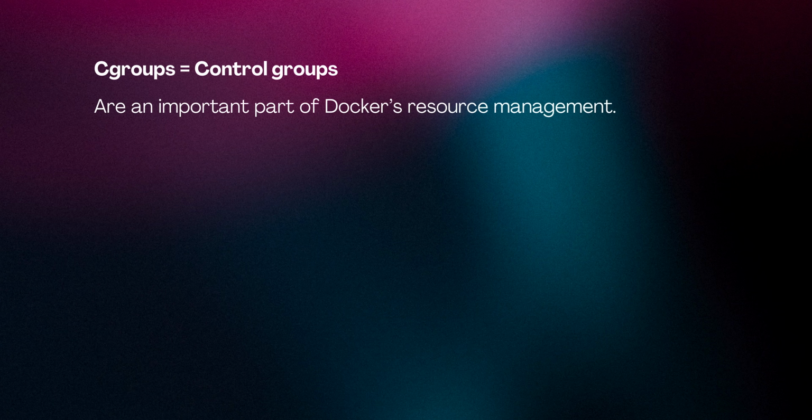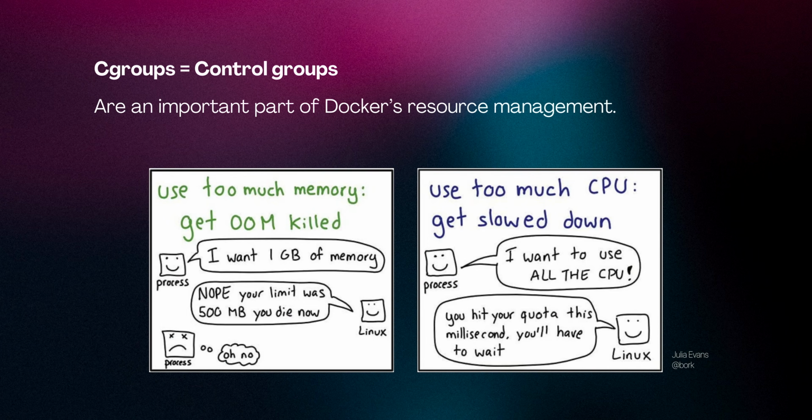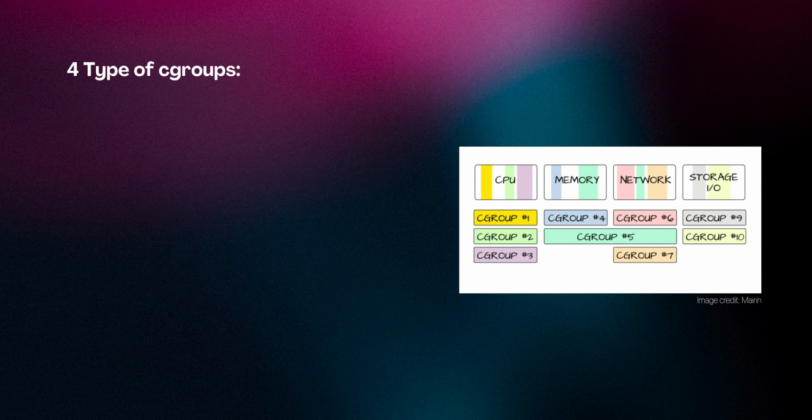Cgroups, which stands for control groups, are an important part of Docker's resource management. Docker uses Cgroups to assign hardware resources to containers and set limits on their usage. This ensures that no single container uses up all the resources, which could impact the whole system's performance. There are 4 types of Cgroups.